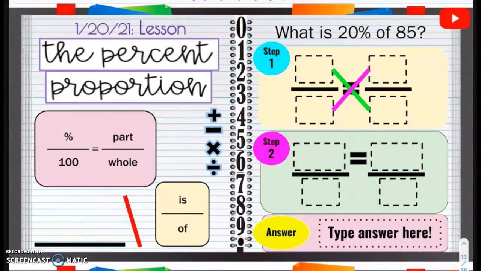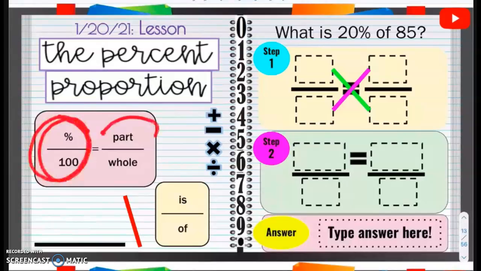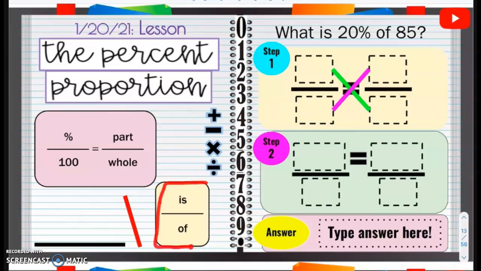January 20th, 2021 lesson. We're going to look at the percent proportion. All right, so let me take a look at this. It looks like it might be hard, but don't worry, it's really not. We have a percent out of 100 equals the part out of the whole. Or you can look at it as the "is" over "of". This is the easier way to remember it, but they mean the same thing.